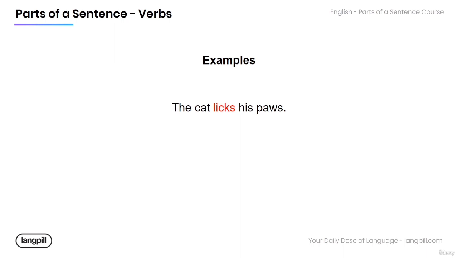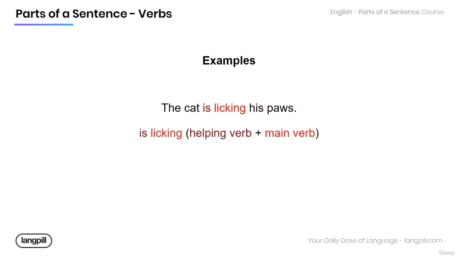So let's look at some examples. The cat licks his paws. Licks is the main verb. Here we go. The cat is licking his paws. So here what do you see? You see two verbs, is and licking. If you remember, is is the helping verb, where licking will be the main verb. And when you're looking at these sentences, try to pick out information that we already learned about. For example, the subject, or the object here. These are nouns. We learned about these.